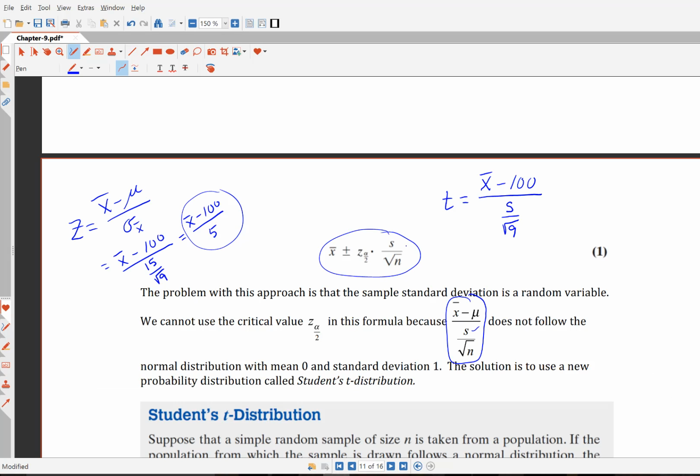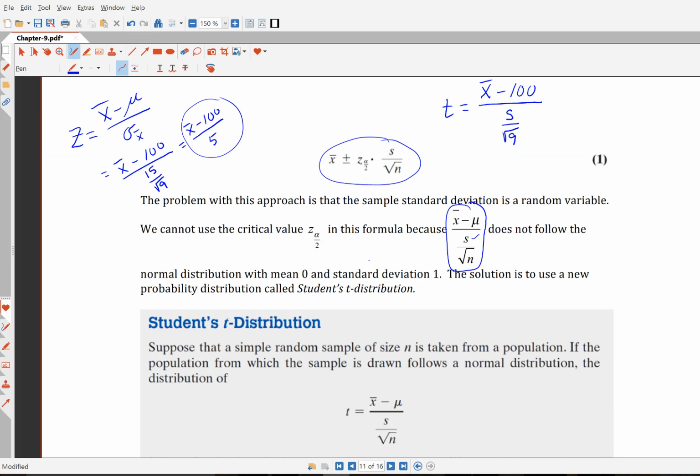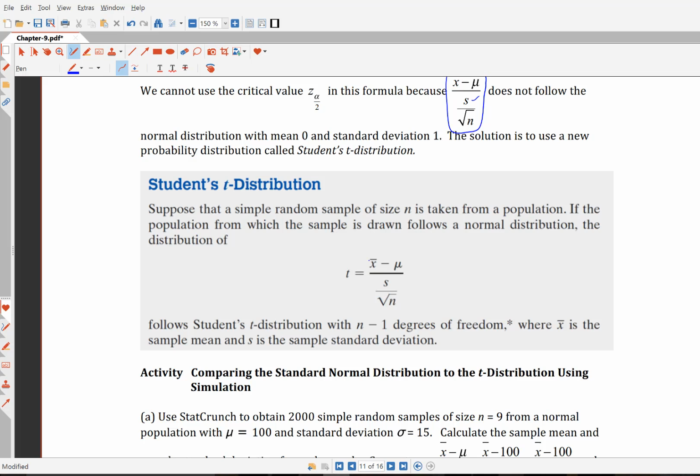And Gossett did that for many, many different sample sizes, right? And so Gossett learned that when you don't know sigma, you can't use Z. And so he came up with his own sampling distribution, and his sampling distribution was called student's T distribution.